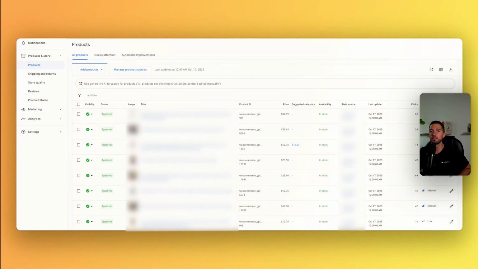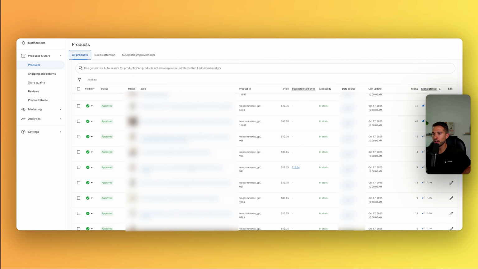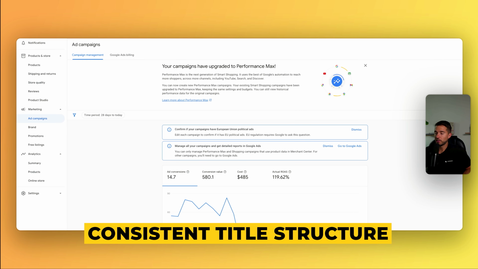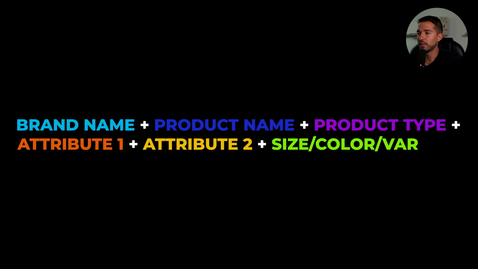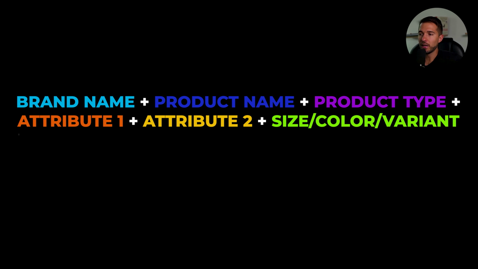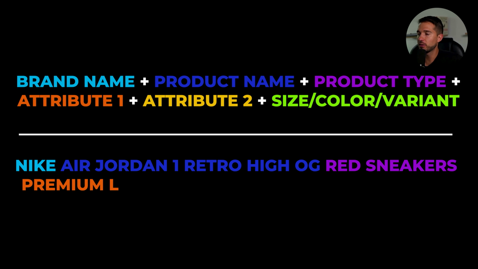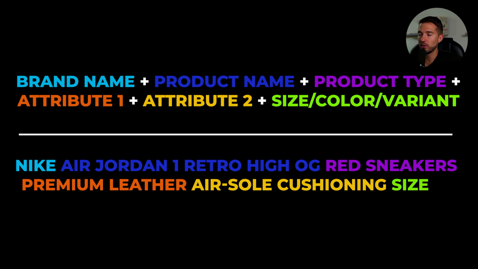Check if this is affecting you. Go to All Products section in Google Merchant Center and start looking at your titles as you scroll down. If they don't clearly describe what the product is and its key attributes like color, material, or size, you are losing relevance. To fix this, use a consistent title structure, such as brand name, product type, attribute 1, attribute 2, and size or color or variant. An example would be Nike Air Jordan 1 Retro High OG Red Sneakers, Premium Leather, Air Sole Cushioning, size 10.